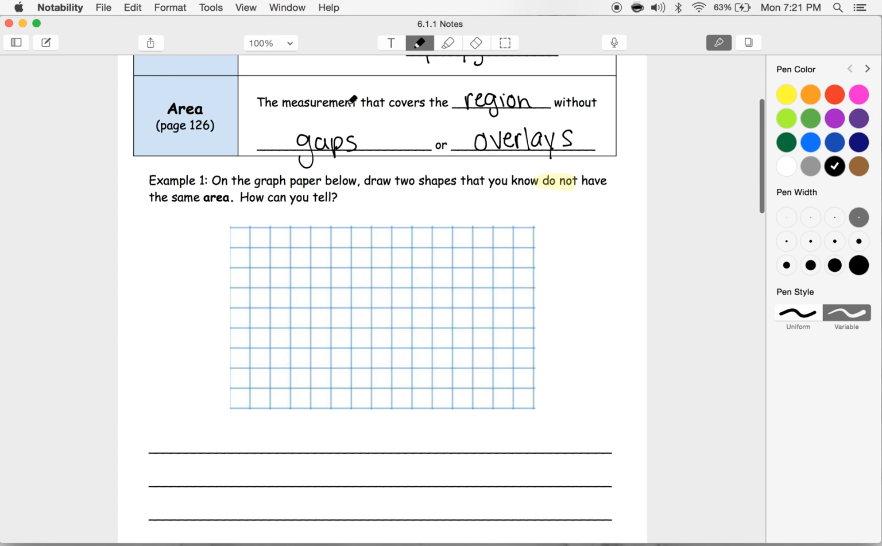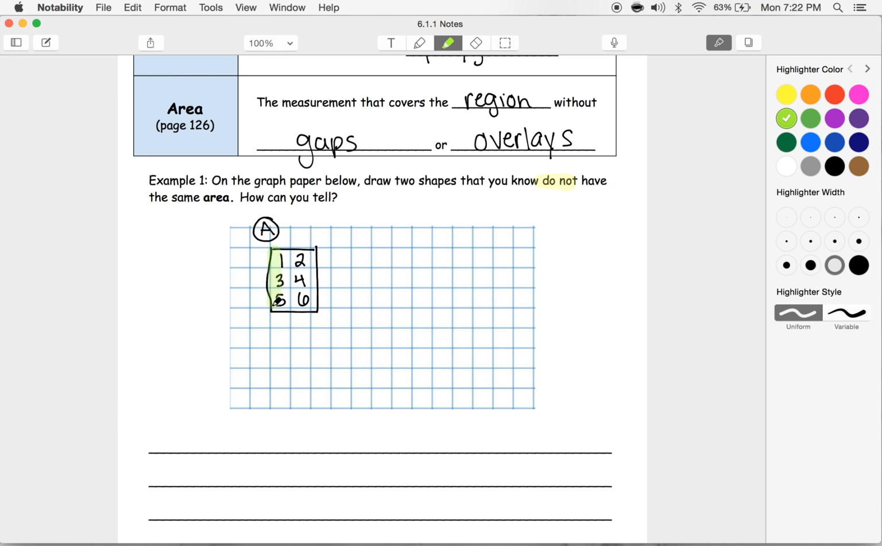Right here, we're measuring the amount of space. So when I look at this graph paper, one of the ways I can measure that space is just by counting squares. So I'm just going to start by drawing a shape. I'm going to draw my best attempt at a rectangle. Ignore my little bubble here. I'm going to call this shape A. Just going to give it a name so you know what I'm talking about. And I need to know what the area of this shape is. So I'm just going to count squares. 1, 2, 3, 4, 5, 6. So the area of this shape is 6.